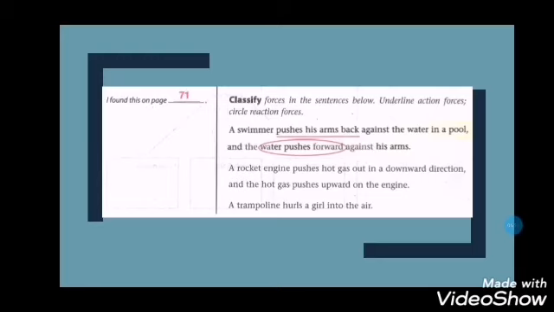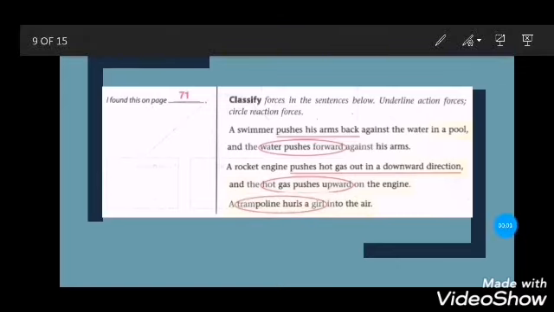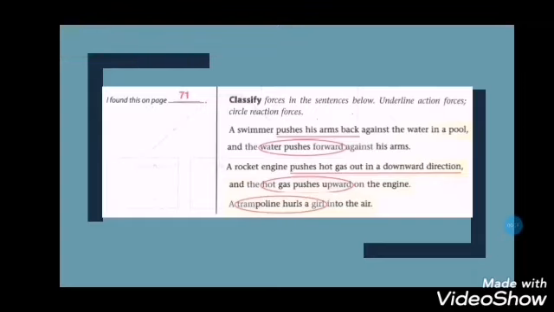The second one. A rocket engine pushes hot gas out in a downward direction, and the hot gas pushes upward on the engine. The action is the engine pushes hot gas out in a downward direction, and the reaction is the hot gas pushes upward. And the last one, a trampoline hurls a girl into the air. I have here one force, and it is a reaction.